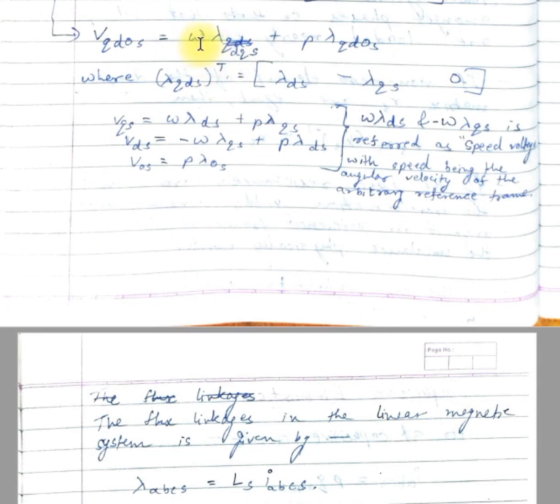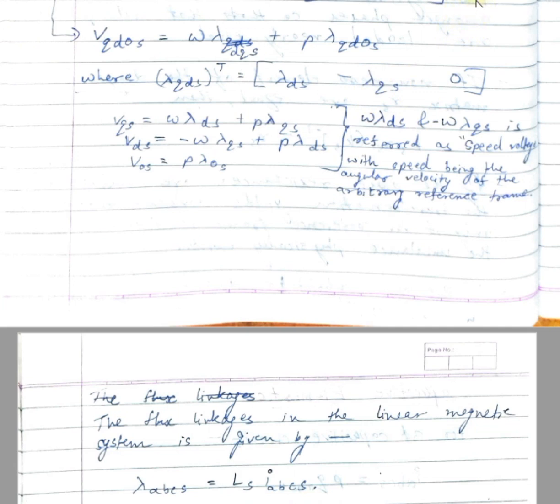Here we have omega into lambda dqs. So here there is a mistake. It should be a lambda dqs instead of qds. So lambda dqs transpose is nothing but lambda ds minus lambda qs and 0.